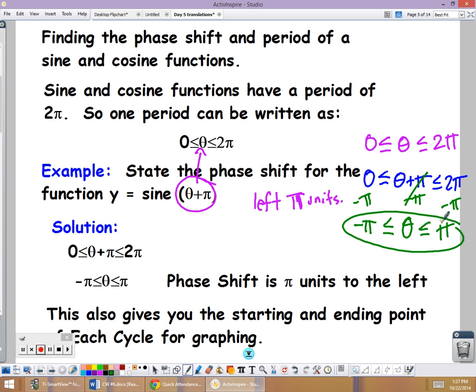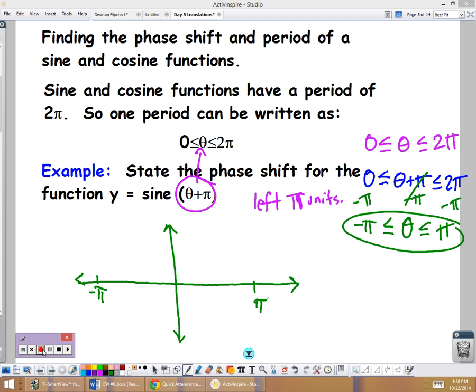So I'm actually going to take away all of this text and we're going to graph it. So we're going to graph this. And our graph says we're going to start at negative pi to pi. Here, let me fix this. Alright, so we went ahead and graphed the normal sine function from 0 to 2 pi. But there was a phase shift pi units to the left.